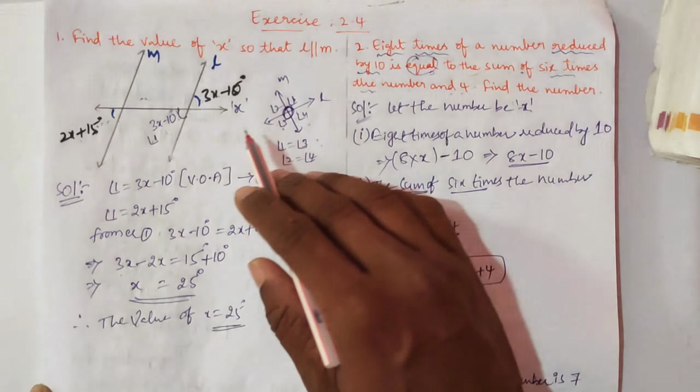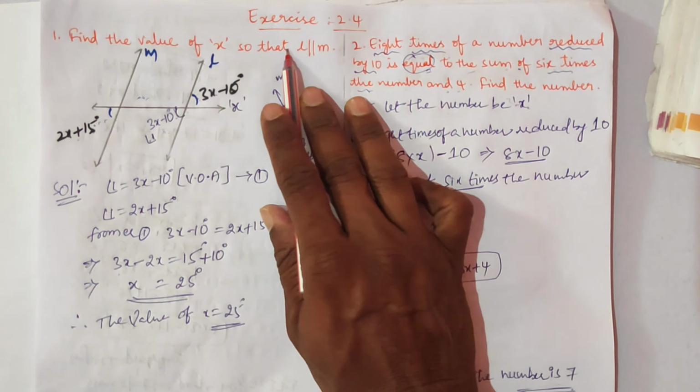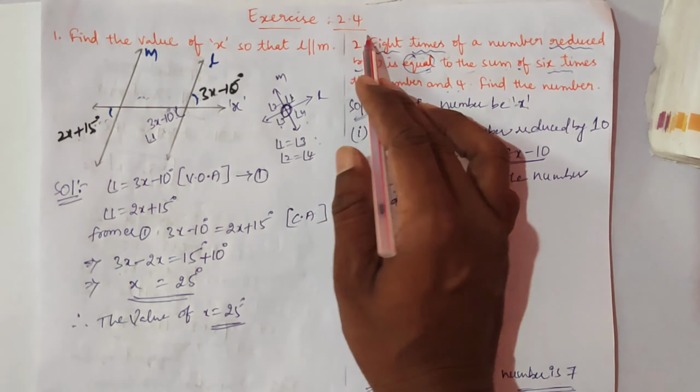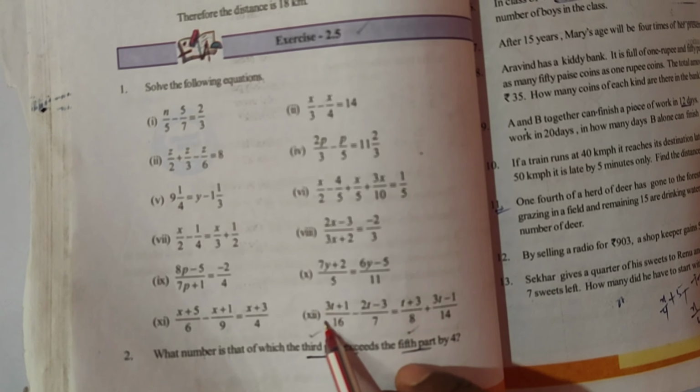We are discussing chapter 2, linear equations in one variable. In the previous class we completed exercise 2.4, right? Today we will discuss exercise 2.5. In exercise 2.5 we have 12 sums. These 12 sums we will complete now.